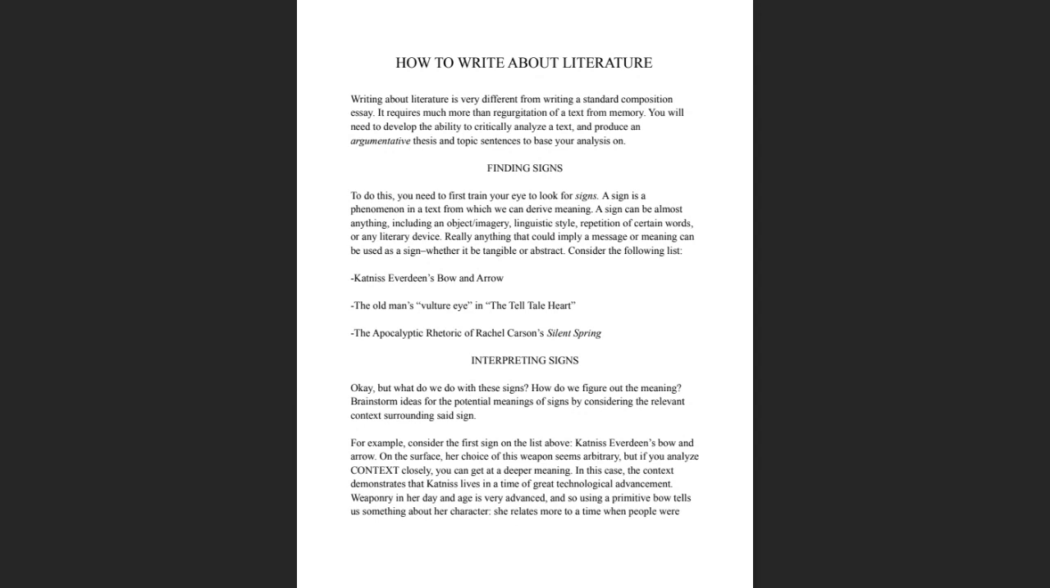So we go back to Katniss Everdeen's bow and arrow. On the surface, her choice of this weapon seems arbitrary, but if you analyze context closely, you get a deeper meaning. In this case, the context demonstrates that Katniss lives in a time of great technological advancement.